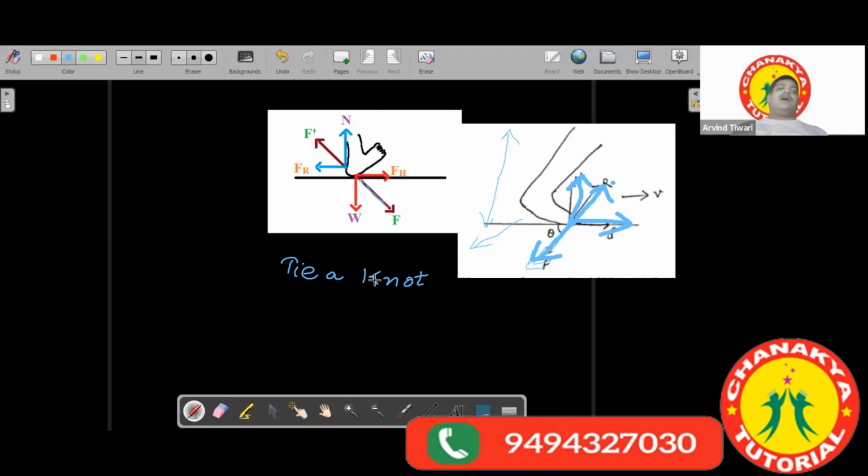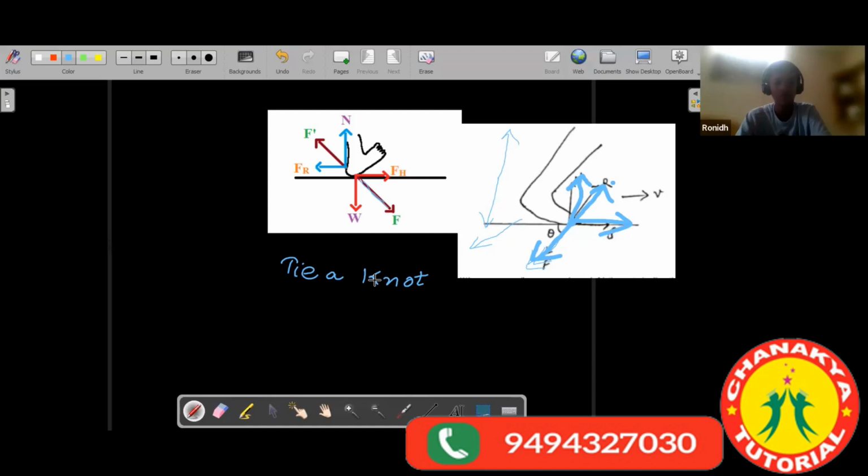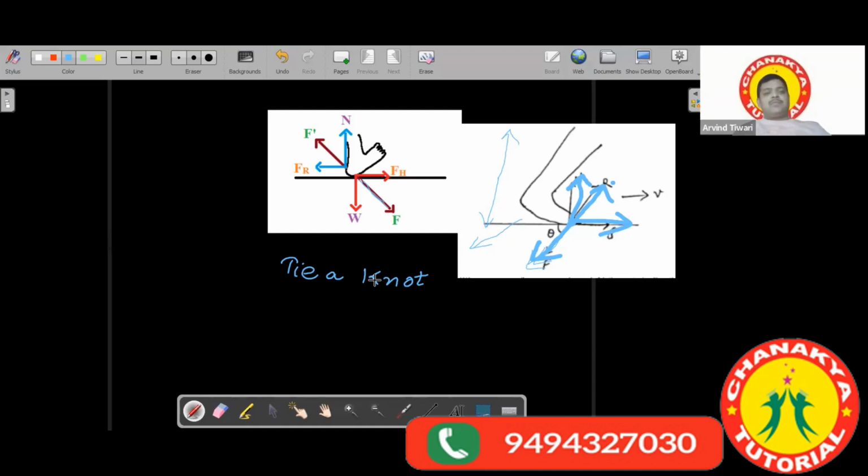Have you ever tried to pick up an ice cube which has fallen on the ground? Is it easy to pick it up? No, sir, because there is less friction. That is why your hands slip off from the surface of the ice cube and you are not able to lift it up.